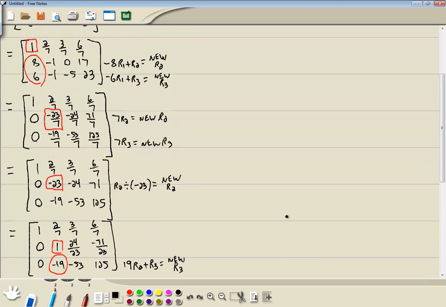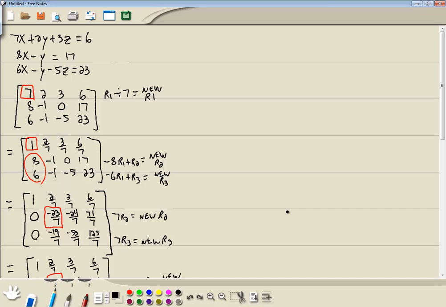Okay, so let me continue the problem up here. So we write down what I have currently. I have 1, 2 7ths, 3 7ths, 6 7ths, 0, 1, 24 over 23, negative 71 over 23, and 0, 0, 1, negative 2.